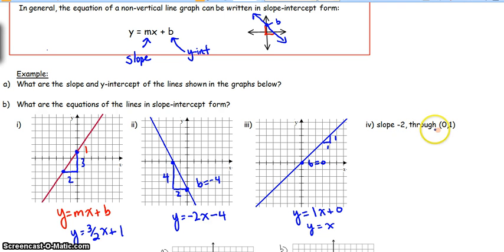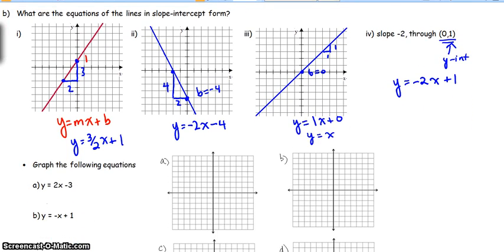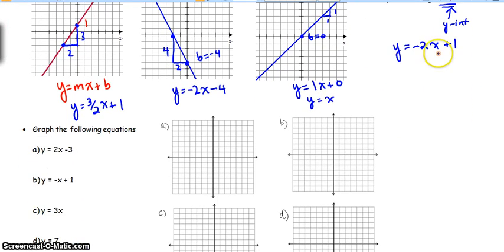If I didn't give you the graph and I just gave you the slope and a point, notice what this point is. This is the y-intercept, the value of y when x is 0. I can just plug in my slope and plug in my y-intercept, and there you go. A reminder, an equation is a rule that every time you plug in x, you will get y. All points on the line satisfy this rule.